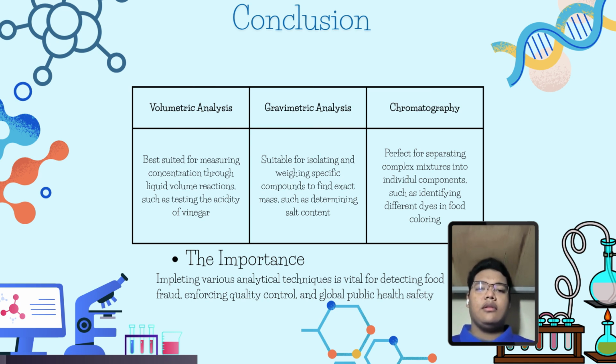So, there are several methods for testing food. Each of these methods is designed for different purposes. For example, volumetric analysis is best for measuring concentration through liquid volume reactions, such as testing the acidity of vinegar. Gravimetric analysis is suitable for isolating and weighing a compound to find the exact mass, such as to determine the salt content.